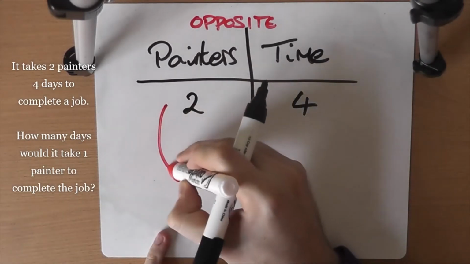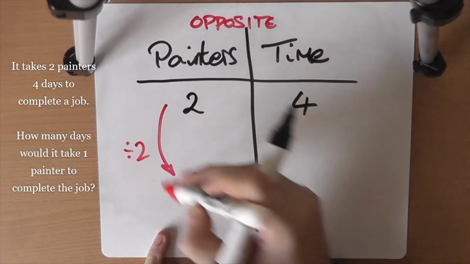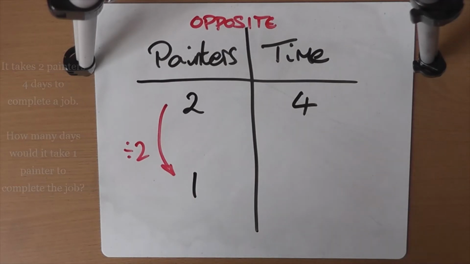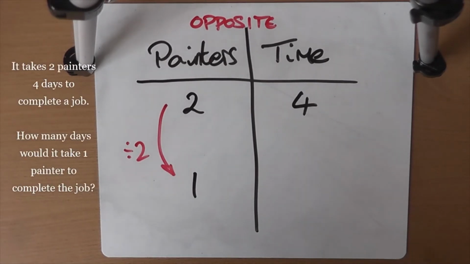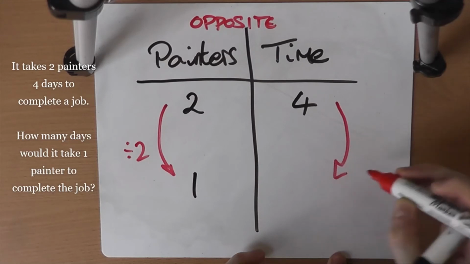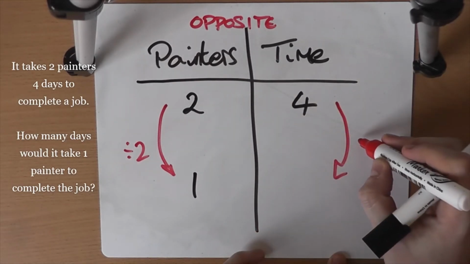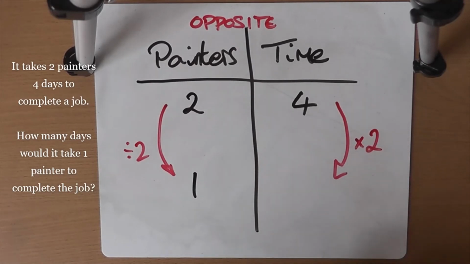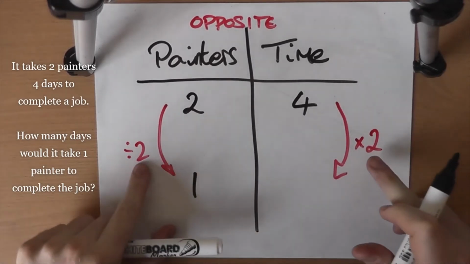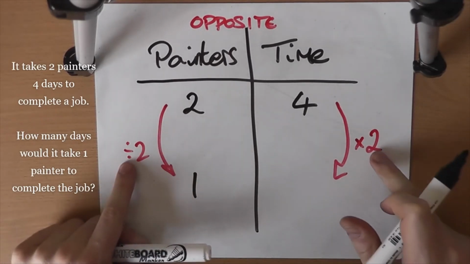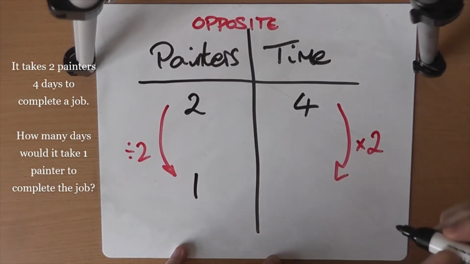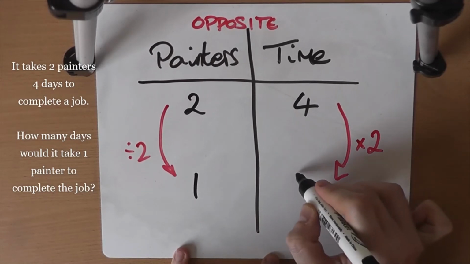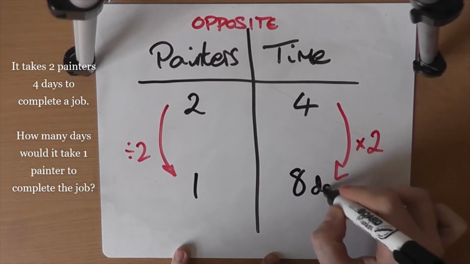I'm going to start with the number of painters. We've divided the number of painters by 2. Half as many painters. Now if we've got half as many painters and they are changing in opposite directions, then while the painters divides by 2, the time will times by 2. It will double. Same numerical factor, 2 in each case, but one halves and the other one doubles. So while 2 painters takes 4 days, 1 painter is going to take 8 days.